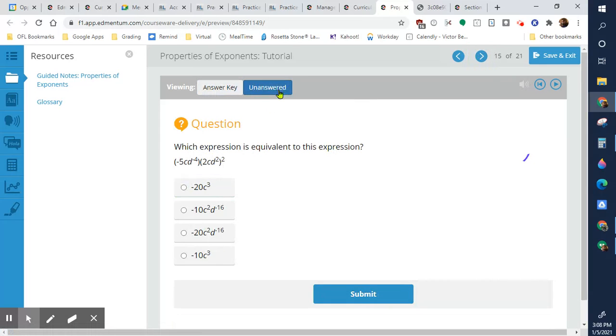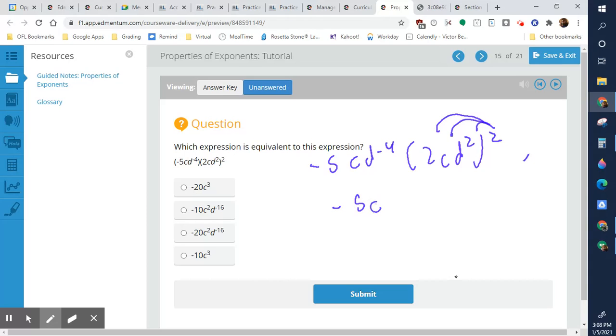All right, so let's take a look at this. Well, you guys saw the answer, but let's see why that is. So, give me a second here while I do this. So we have negative 5 c d to the negative 4, d to the negative 4, times 2 c d to the second. So we're going to want to distribute this 2, and we get negative 5c over d to the 4th. I'm getting rid of this negative because I just don't like having the negatives there.